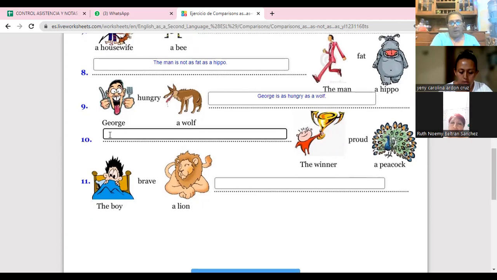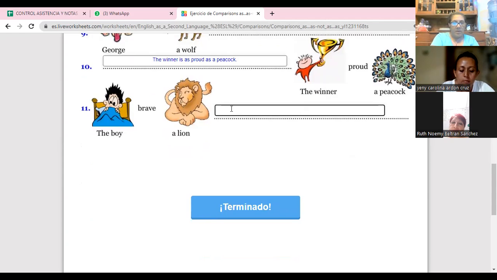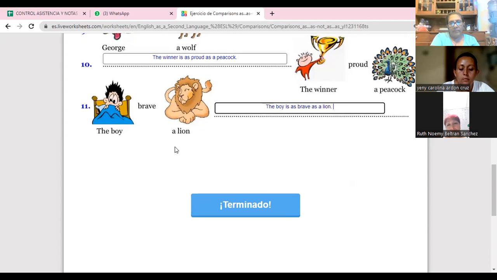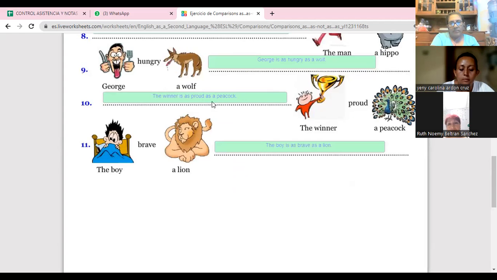Wow, very hungry. The winner and the peacock. The winner is as proud as a peacock. Yeah, like a peacock, right? And then we have the boy and the lion. The boy isn't as brave as a lion. Well, in this case, the boy is as brave as a lion, because I made it negative and it was incorrect. So the boy is as brave as a lion. We're going to check the answers.